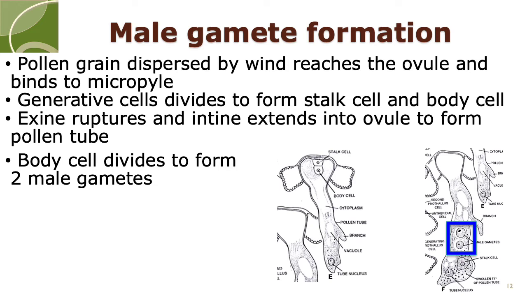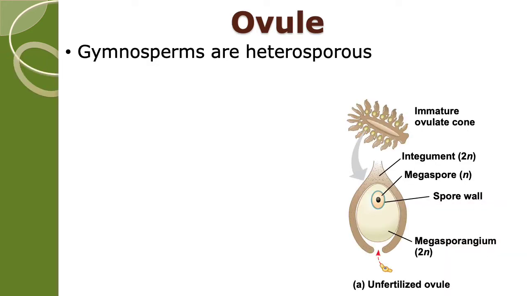Finally, that body cell that arose from the cell division of the generative cell will undergo cell division to form two male gametes. And the two male gametes can now go through the pollen tube to reach the female gamete. So this is how male gametes are formed in gymnosperms. Let us now look at the formation of the female gamete.